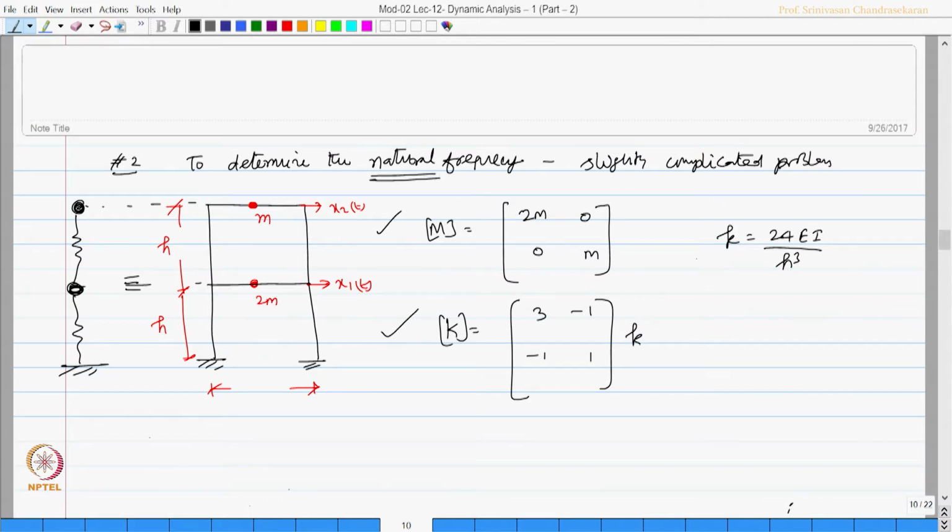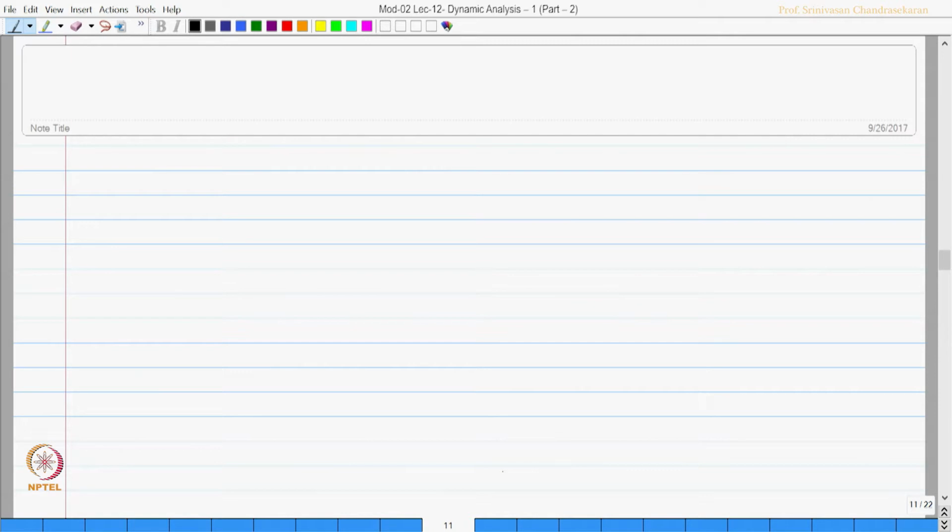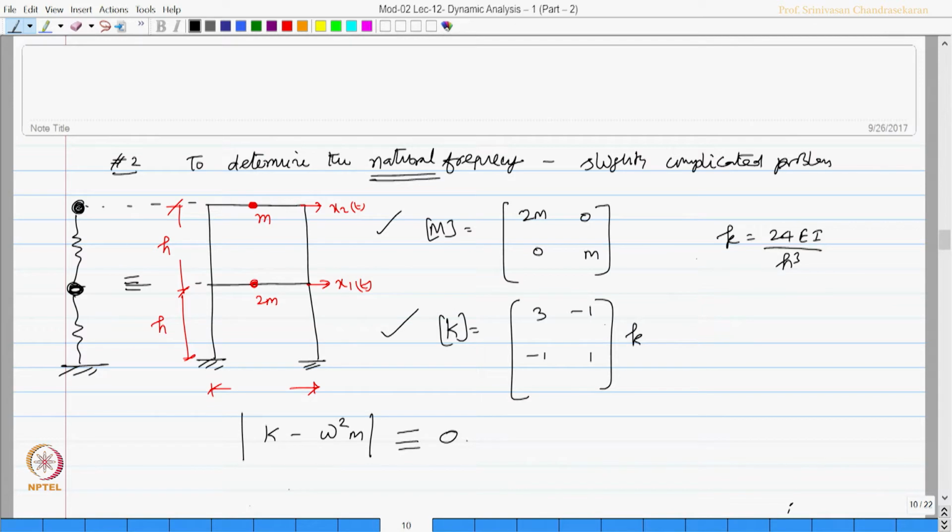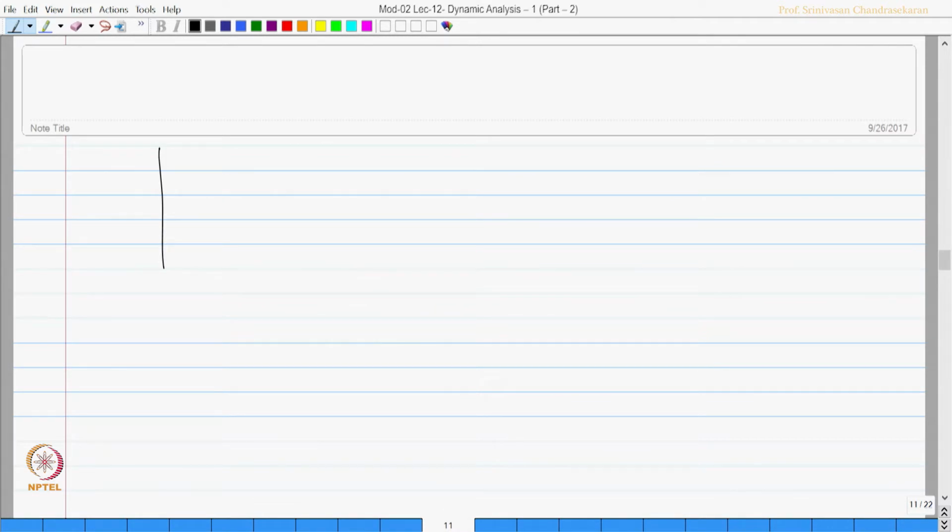Okay. So, it is very simple. Find the determinant of k minus omega square m and set it to 0. So, let us do that. Determinant of, you know, k matrix is 3k minus k minus k k and m matrix 2m 0 0 m. Okay. So, I am writing it here 3k minus omega square 2m, minus k, minus k, k minus omega square m. Okay. I set this determinant to 0.